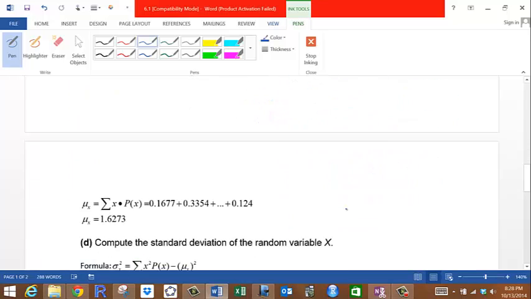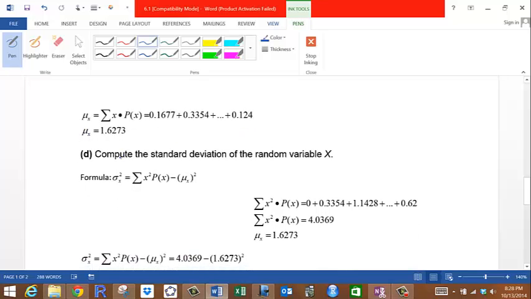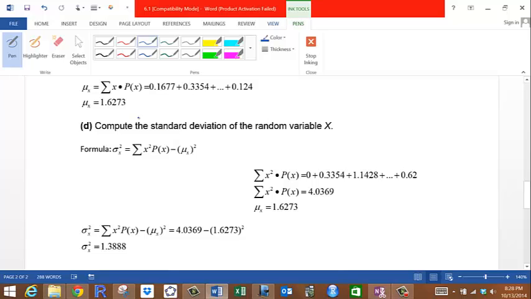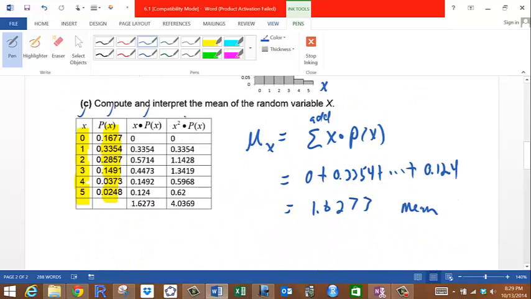All right, so now the variance. I've actually done that right here. This mu of x is equal to the sum of x times p of x, so you just add those up, you get the mean. Now, compute the standard deviation. We're going to use this formula, which is sigma squared sub x is equal to the sum of x squared times p of x minus the mean squared. So that means we have to get a column called the x squared times p of x column. So let's go back up here, and that's why we get this x squared times p.